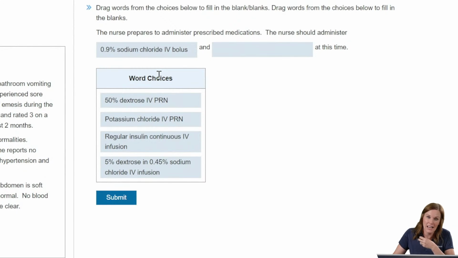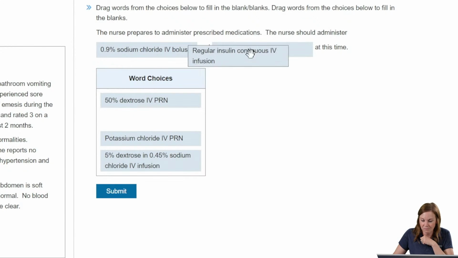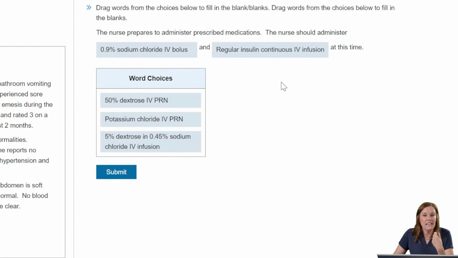The other major thing happening with DKA is those insanely high glucose levels. We know the only way that we can drive glucose into the cells is with insulin. So this is going to be our next option here. So we have to give insulin. When we give it IV, it works faster, and we can give it over a period of time until our client's blood glucose levels have normalized.